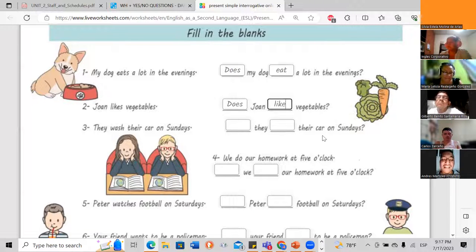Carlos, let me ask Gilberto. Number three, Gilberto. They wash their car on Sundays. Do they wash their car on Sundays? Yes. Okay, good. Thank you so much. Number four, Leticia. We do our homework at 5 o'clock. Do we do our homework at 5 o'clock? Okay.